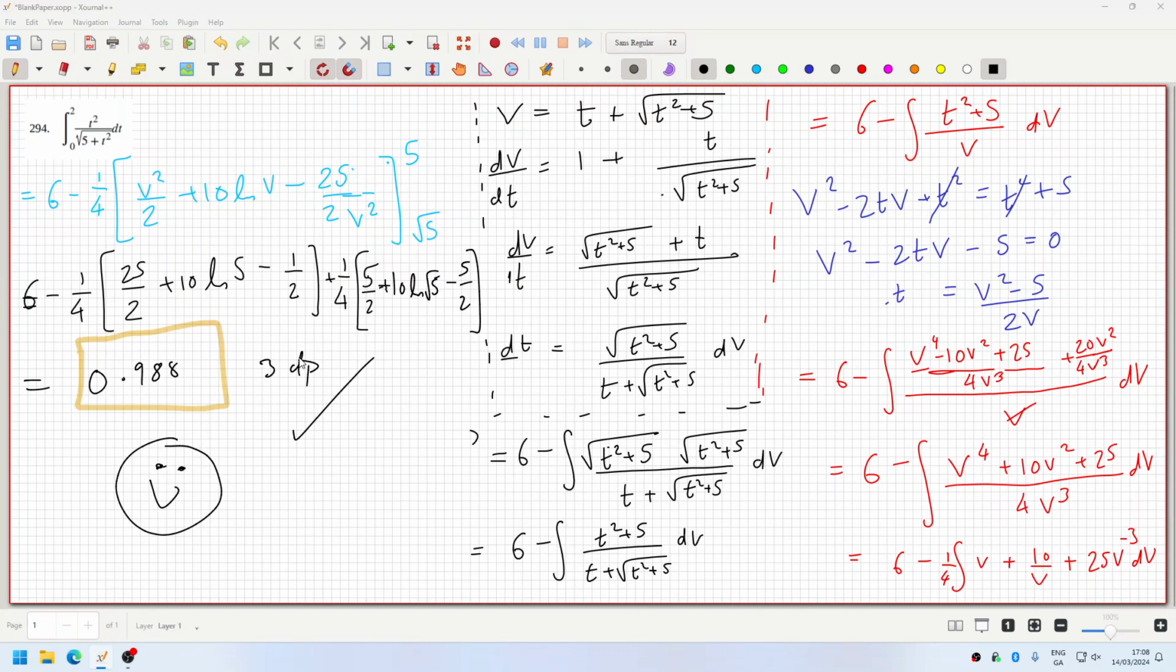Nice. Only took 14 minutes, and that's after I had to do a bit of thinking and a bit of rough work scratching out ideas yesterday. But apparently you just need 2 ridiculously contrived substitutions, and that was it. The first substitution being u equals t root 5 plus t squared, and the second substitution being v equals t plus root t squared plus 5. Wow.